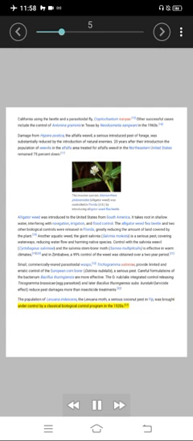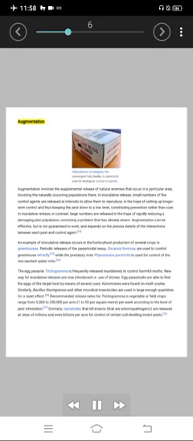Augmentation. Hippodamia convergens, the convergent lady beetle, is commonly sold for biological control of aphids. Augmentation involves the supplemental release of natural enemies that occur in a particular area, boosting the naturally occurring populations there.